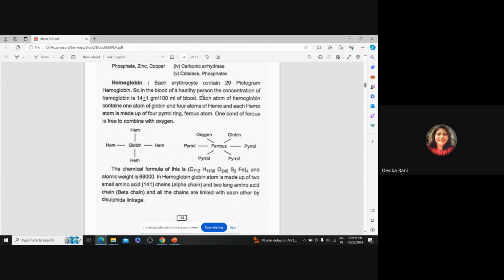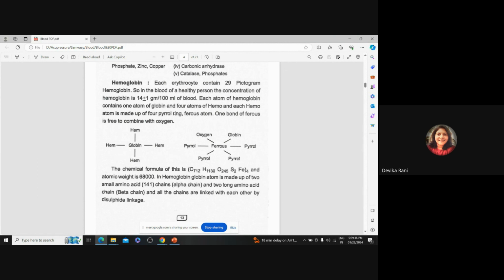In the blood of a healthy person, the concentration of hemoglobin is 14 plus or minus 1 gram per 100 ml of blood. It can vary in males and females. For females, the minimum can be 12. So it varies as per male and female, but in general, it's 14 plus or minus 1 gram per 100 ml of blood.